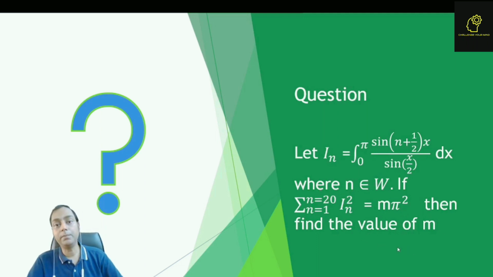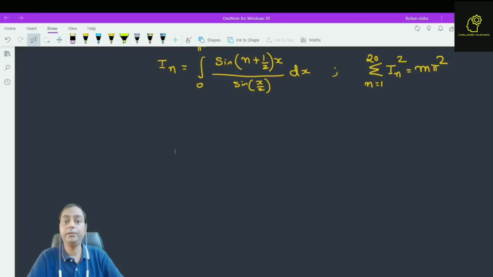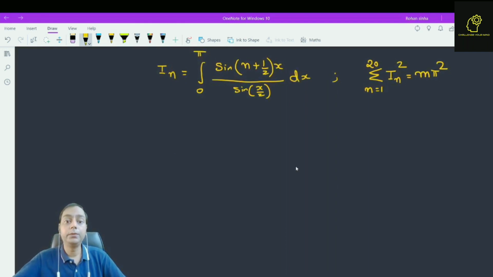Now I am going to give the approach for how to solve this problem. What is given here? It is given that I_n is equal to the integral of sin((n + 1/2)x) divided by sin(x/2) dx. The integration limit is from 0 to pi, and we need to calculate the value of m.